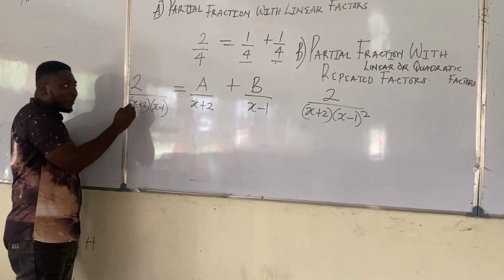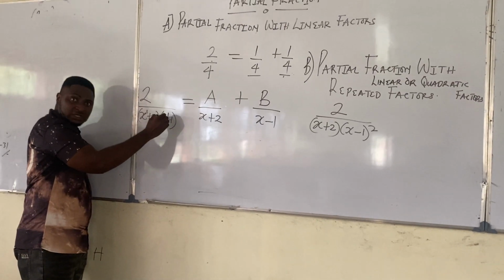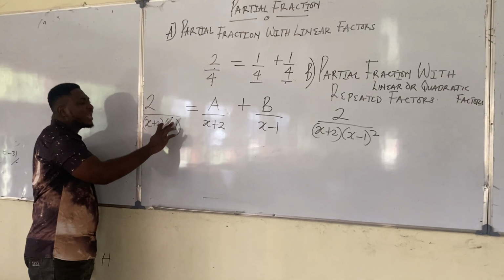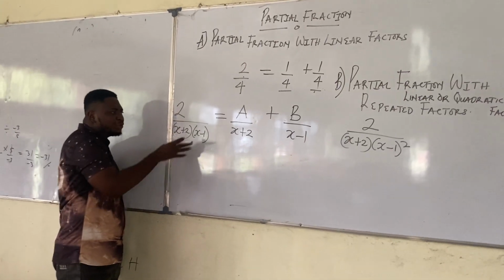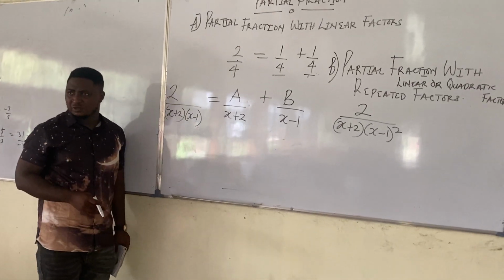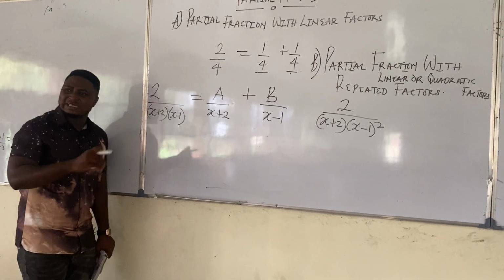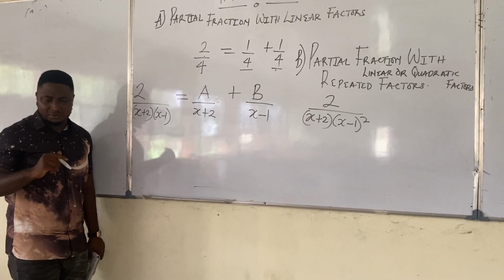Why do we say they are linear? The power of x is what? 1. As you can see here, they are linear factors. How do you decompose this fraction into partial fractions? The understanding of this will help you understand that question they gave in your workbook.